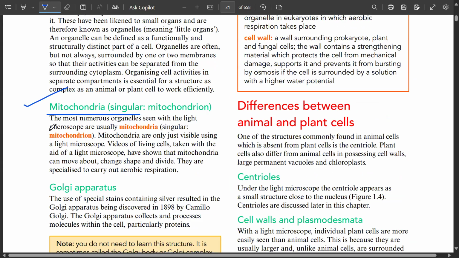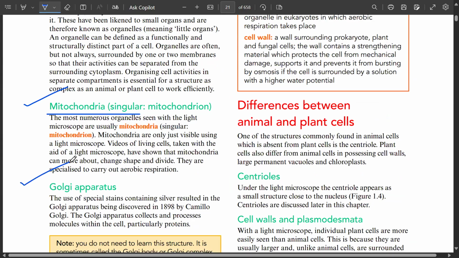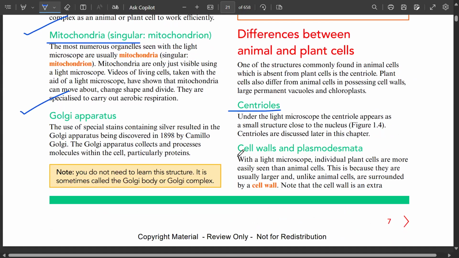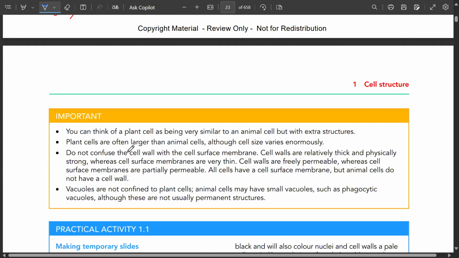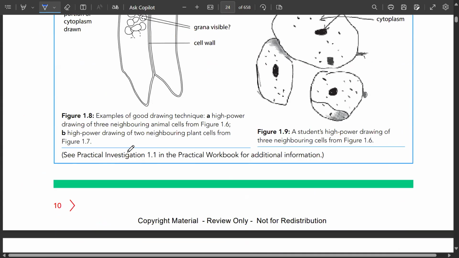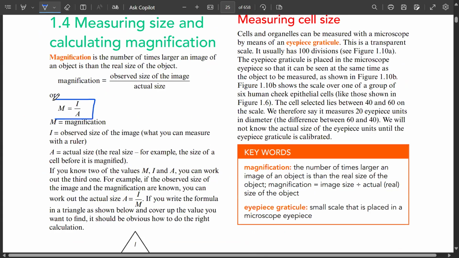We haven't done the detail of mitochondria. Yes, we have covered Golgi apparatus, centrioles and cell walls, plasma membrane. We have to have the detail as well. We have done this basic. After this, this formula is very important. Understood it? Is it clear?